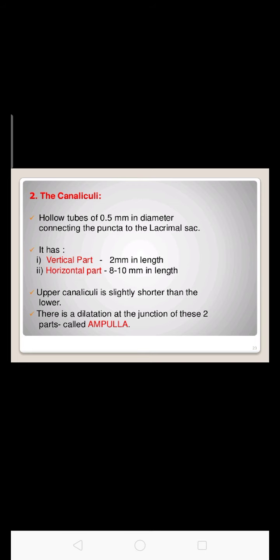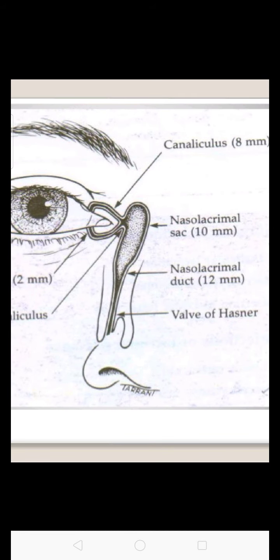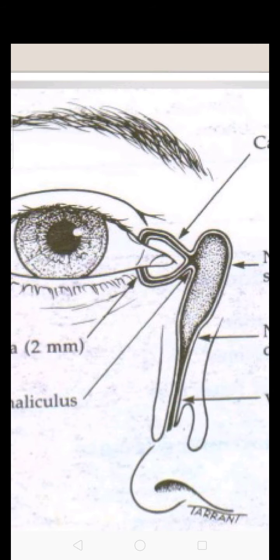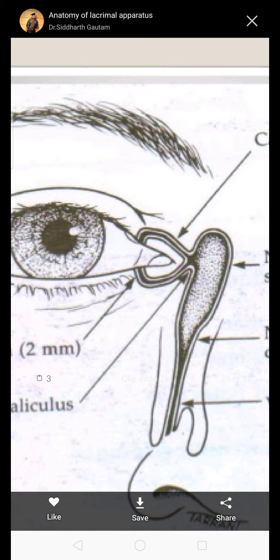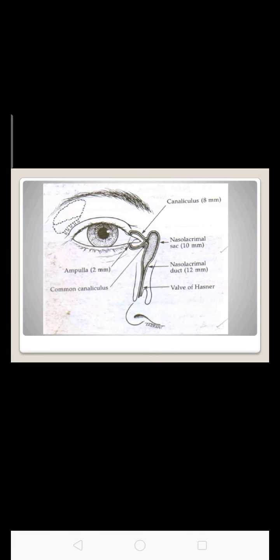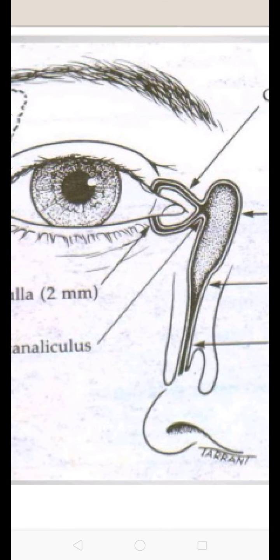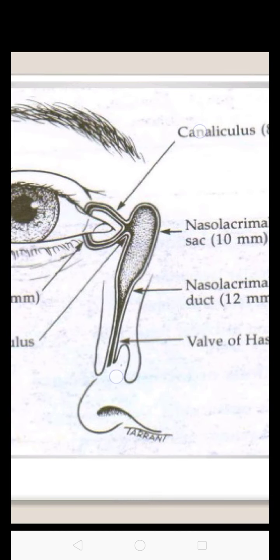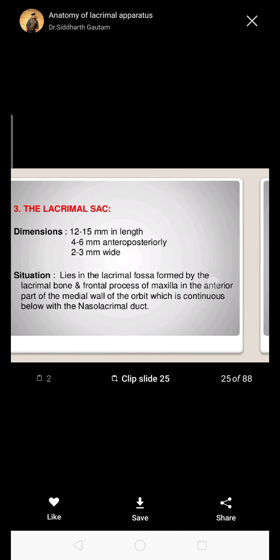There is a dilatation at the junction of these two parts, and that is called the ampulla. A vertical part of 2 millimeter, a horizontal part of 8 millimeter. At the junction of the vertical and horizontal is a dilatation called the ampulla. The two horizontal parts join together at what is called the common canaliculus.